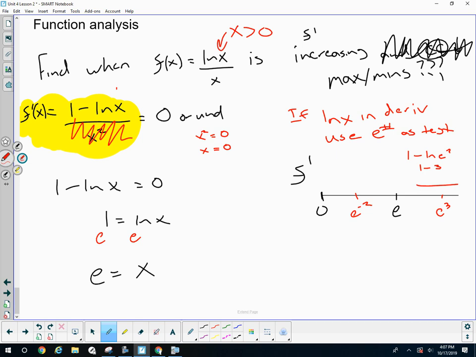E to the negative second. 1 minus log e to the negative second. 1 minus negative 2. Positive. Okay. That means x equals e is a max, and we are increasing from 0 to e.